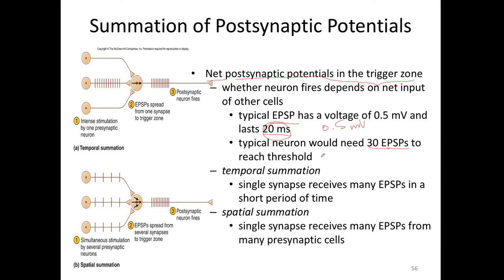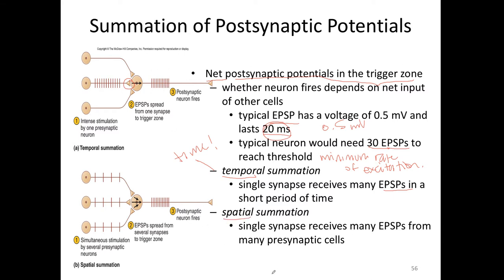So this gives you a minimum rate of excitation. So in temporal summation, temporal means time, a single synapse, this one, receives many excitatory postsynaptic potentials in a short period of time. So if we count these, 1, 2, 3, 4, 5, 6, 7, 8, 9, 10, 11, 12, all within a very short amount of time. Note that mirrors very closely or looks a lot like the outcome here.